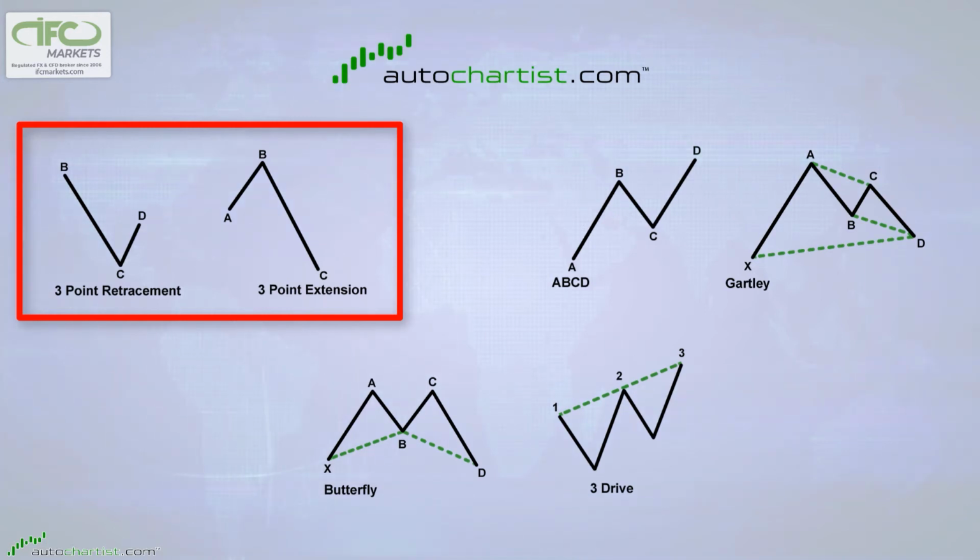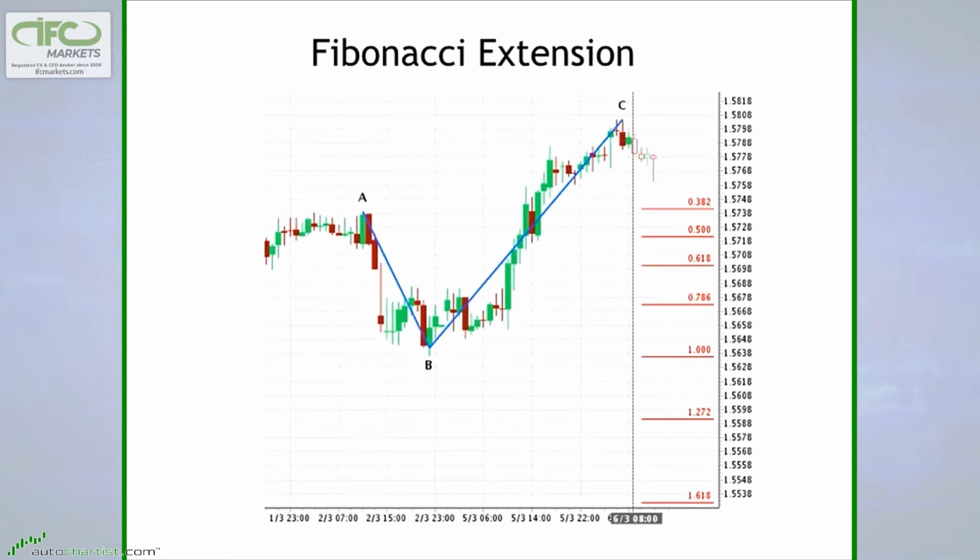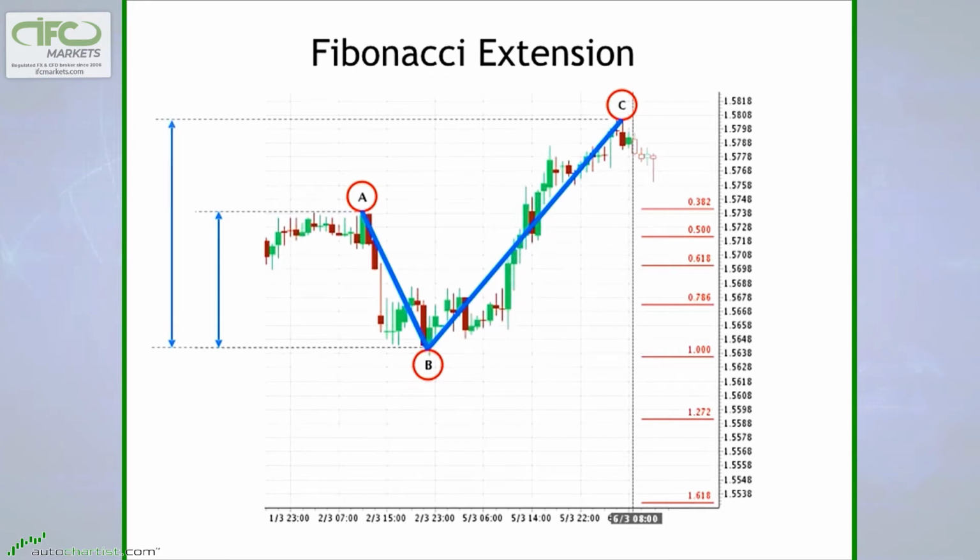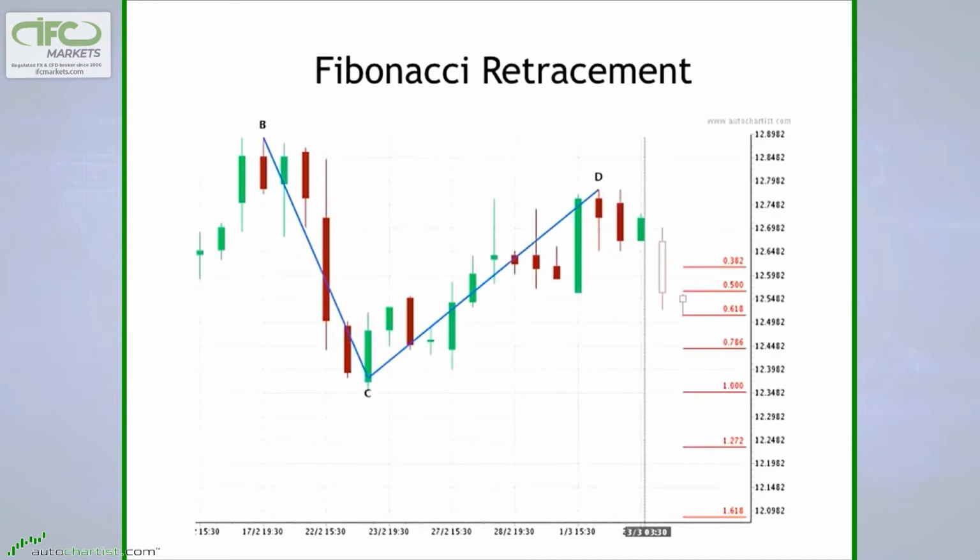Let's look at an example. First, the extension. The 3 points of the extension marked A, B, and C form a shorter line followed by a longer line. Looking purely at the price difference between A and B and relating that to the price difference between C and B, if these 2 lengths are in a Fibonacci proportion, then we classify it as an extension. Retracements are the same, except that we mark the points as BCD, and they have the large price difference first, followed by the smaller price difference.